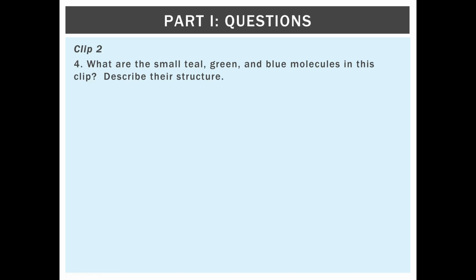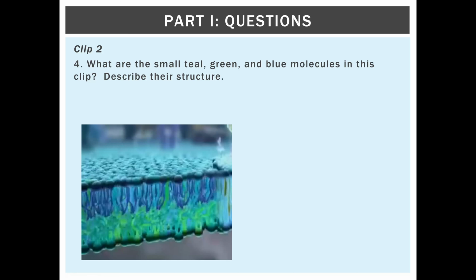Okay, so question 4 says, what are the small teal, green, and blue molecules in this clip, and describe their structure? So here is a screenshot from the video. So we are talking about these little small teal, green, and blue molecules. And if you guessed that they were phospholipids, you would be correct. So this is the phospholipid bilayer of the plasma membrane.